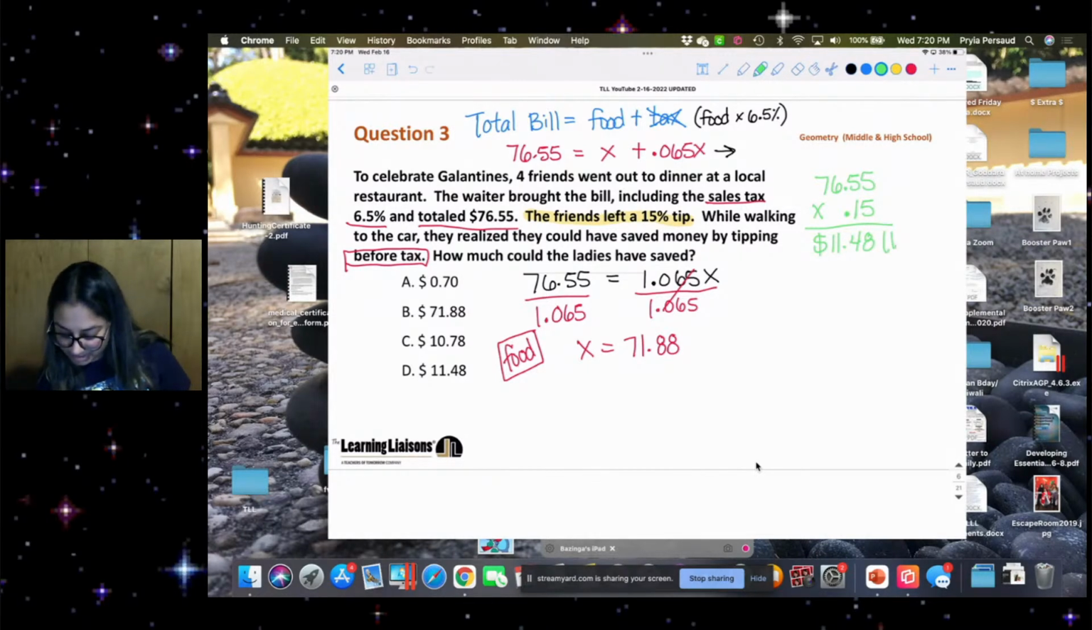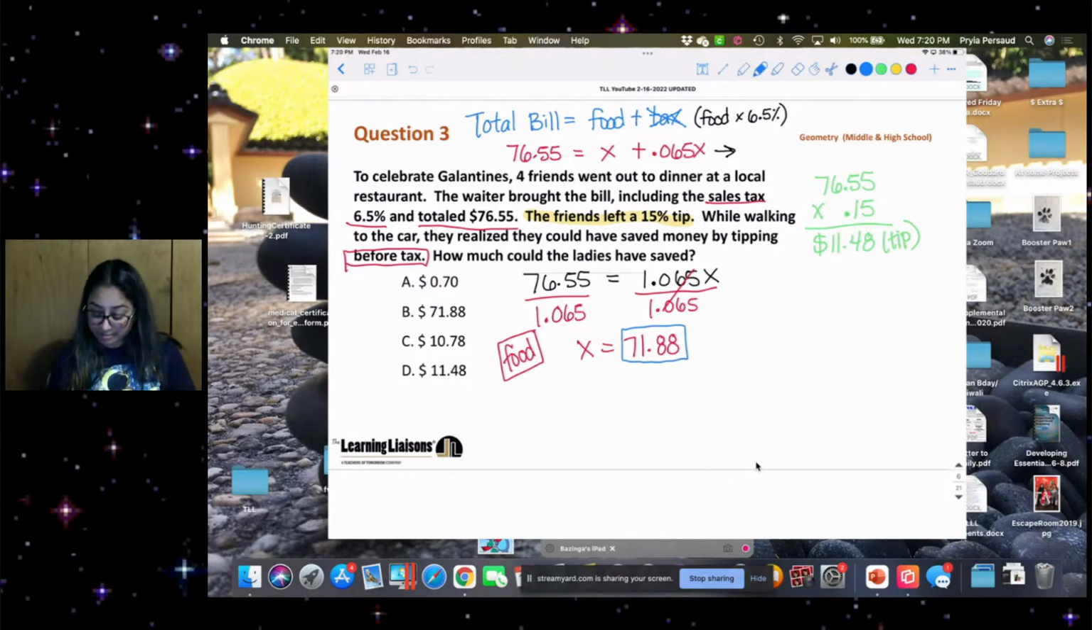Okay, this is how much they tipped. But remember, they realized that if they had tipped before tax, they could have saved some money. Well, this is the number they would tip on before tax, because that's just the food. So if I do 15% of that number, what do I get? That's the $10.78 that I said earlier.